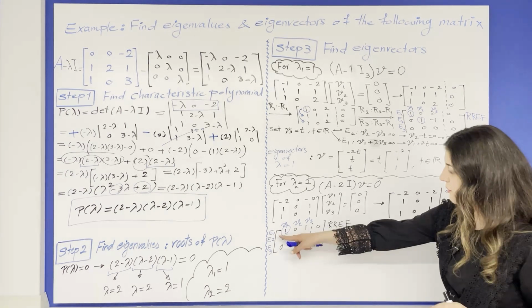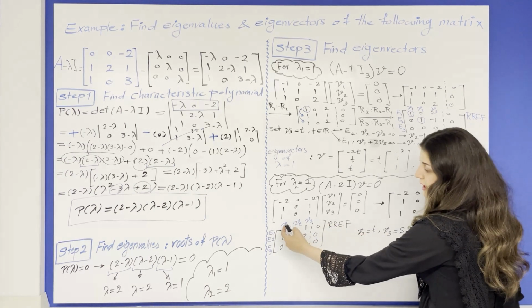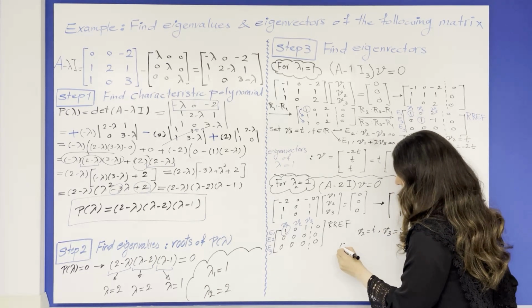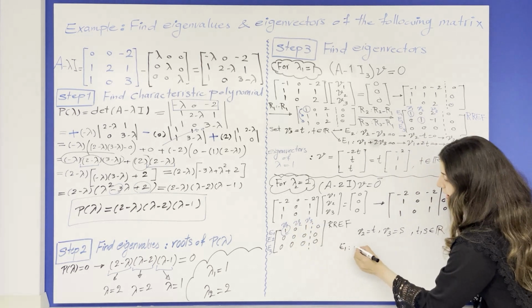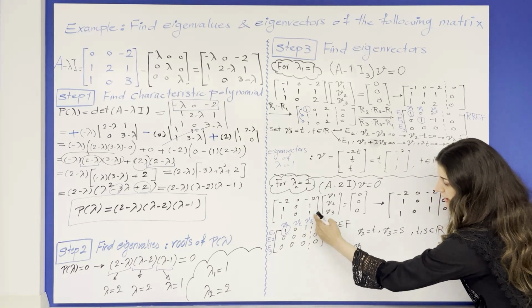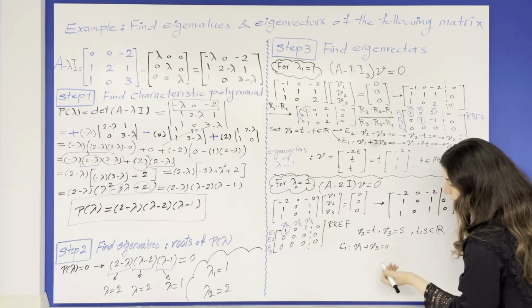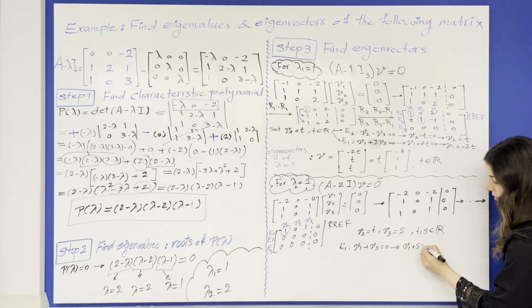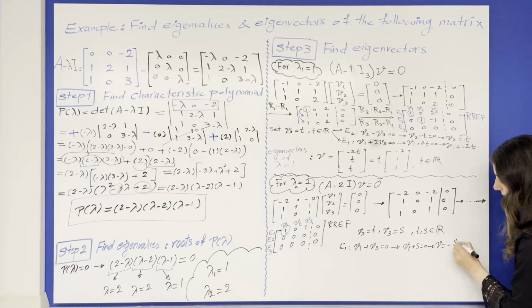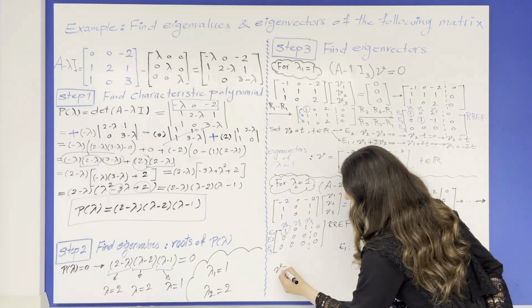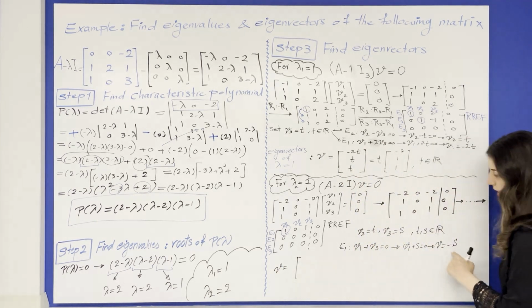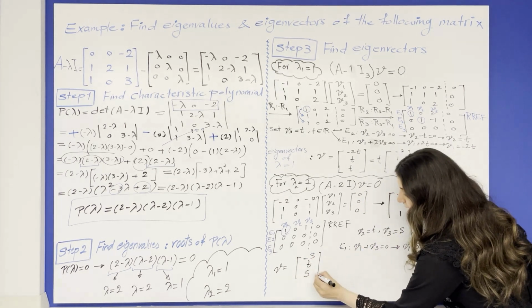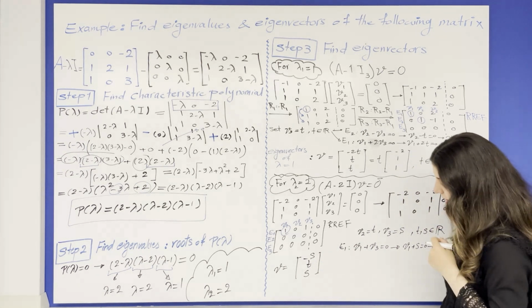And I'm going to use equation 1 to find V1 in terms of the other parameters. So from equation 1, I get 1 times V1 plus 0 times V2 plus 1 times V3 is equal to 0. I know that V3 is the parameter S, so V1 plus S is 0, which means that V1 is negative S. So I can write down the solution set as: V1 is negative S, V2 is T, V3 is S.